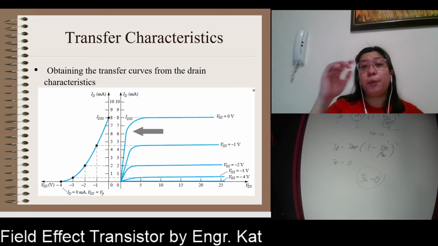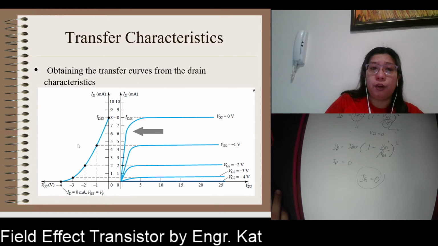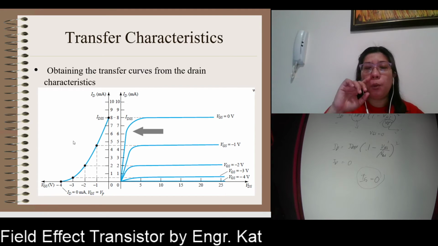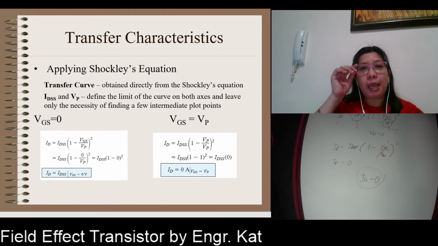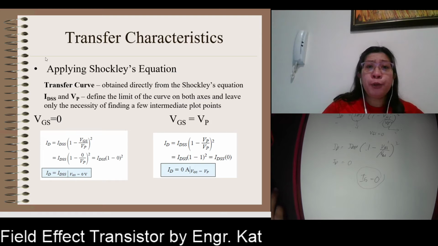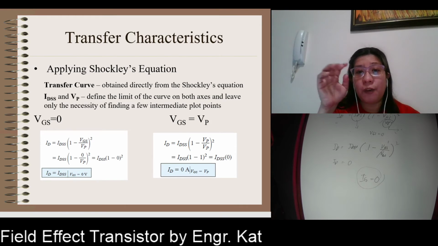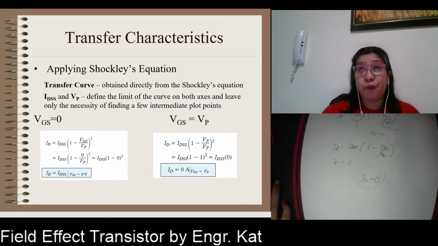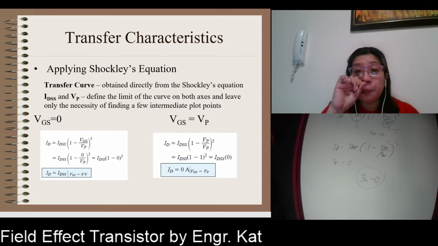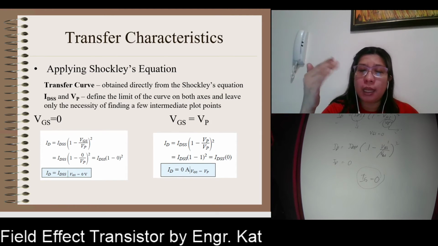But what is more important in the DC analysis is the transfer curve. So we have to study how to draw or obtain the transfer curve. Applying Shockley's equation, your transfer curve is obtained directly from Shockley's equation. IDSS and VP define the limit of the curve on both axes and leave only the necessity of finding a few intermediate plot points. If you can already get the curve just by using these two, then it's okay. But sometimes we need an extra point so that our plot is more accurate.